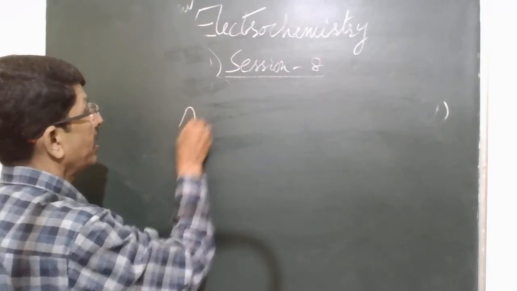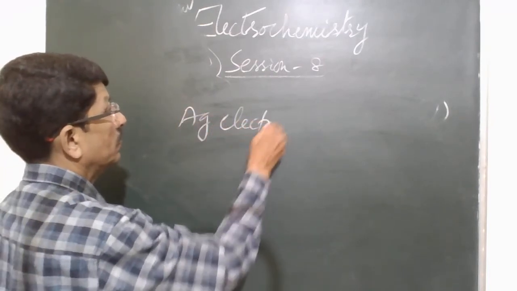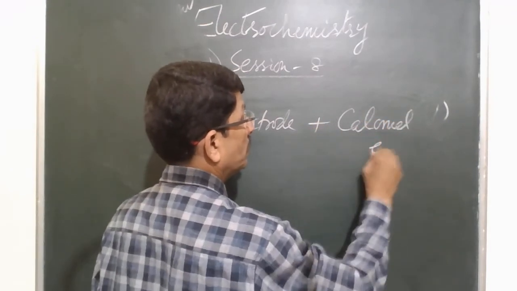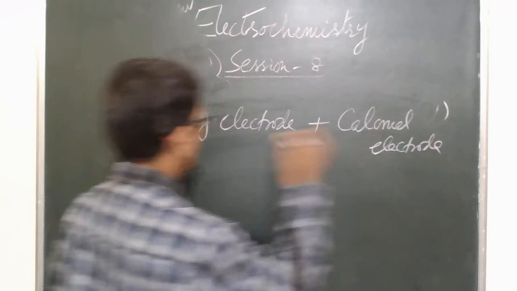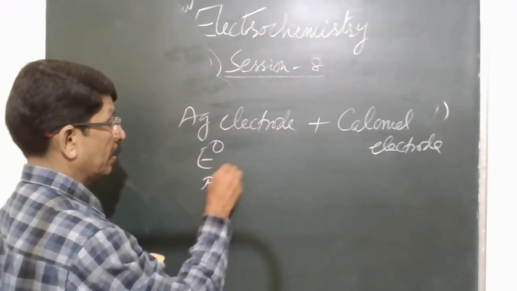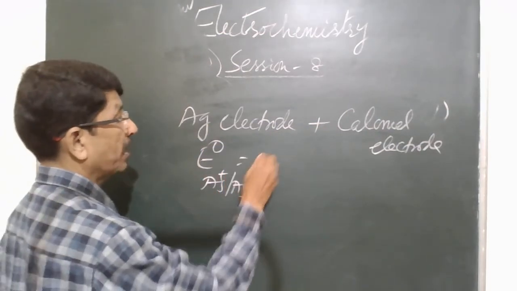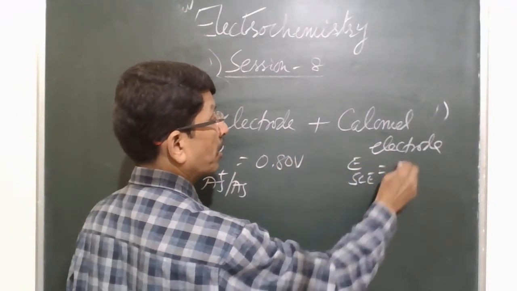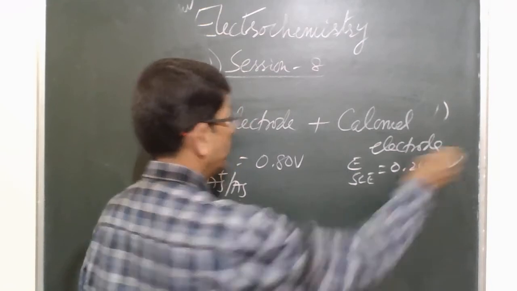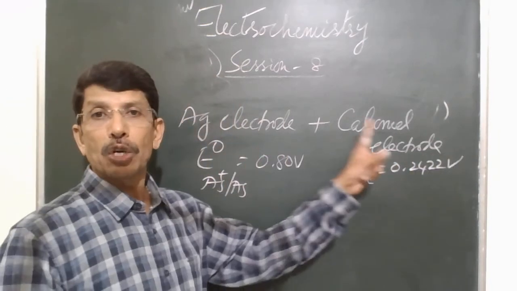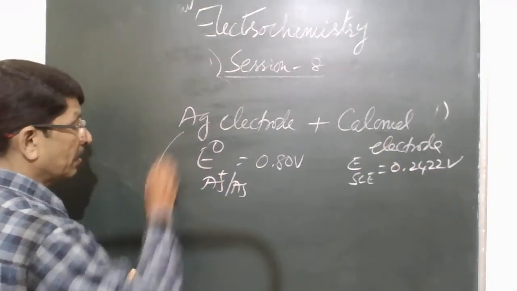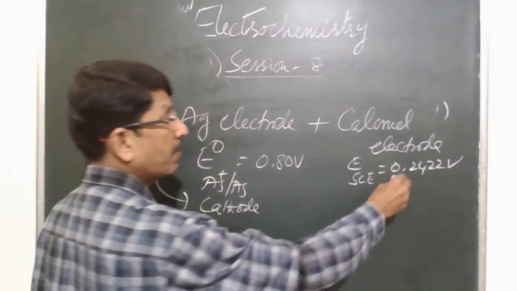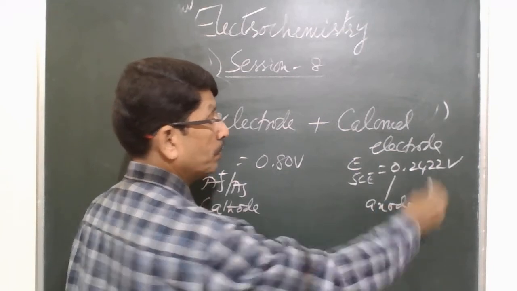When the silver electrode is coupled with the calomel electrode, E naught of the silver electrode, the standard electrode potential, is 0.80 volts and that of the saturated calomel electrode potential is 0.2422 volts. So when we couple the silver electrode with the calomel electrode, the silver electrode acts as cathode because its reduction potential is more than the reduction potential of calomel, and this acts as anode.